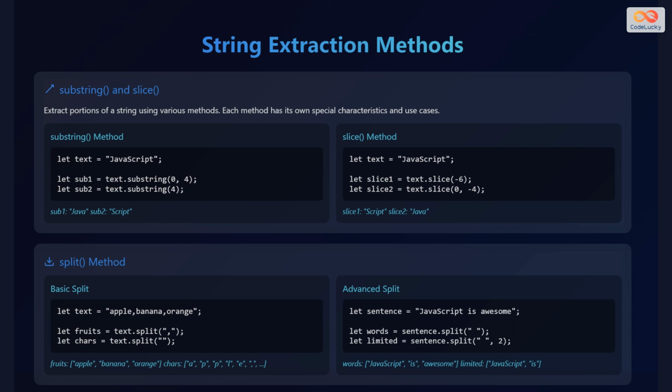In an advanced split example, let sentence = "JavaScript is awesome". Let words = sentence.split(" "), and let limited = sentence.split(" ", 2). This results in words being the array containing JavaScript, is and awesome, and limited being the array containing JavaScript and is.